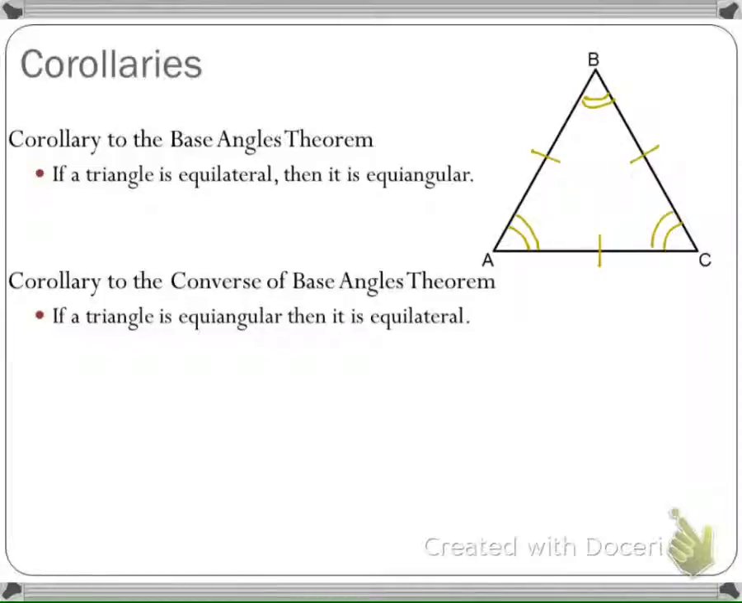Just as before, the converse of that says we can switch their order, and we'd say if a triangle is equiangular, then it is equilateral. So if the angles are the same, in this case, the sides are the same. So really, if we have an equilateral triangle, it'll also be equiangular, and the opposite as well. So let's write that as a biconditional statement. Let's say a triangle is equilateral if and only if it is equiangular.